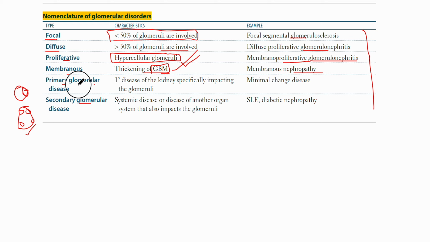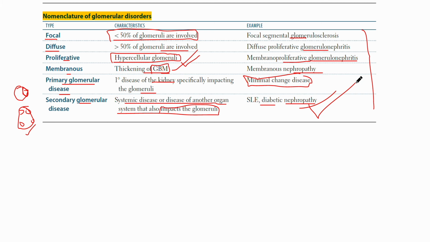So in primary glomerular disease, there is a primary disease of the kidney specifically impacting the glomeruli, and it is seen in minimal change disease, okay. And secondary glomerular disease is a systemic disease, a disease of another organ system that also impacts the glomeruli. It is not primarily in the kidney, right? So they are seen in SLE, systemic lupus erythematosus, and also in diabetic nephropathy, okay. That is what it is.